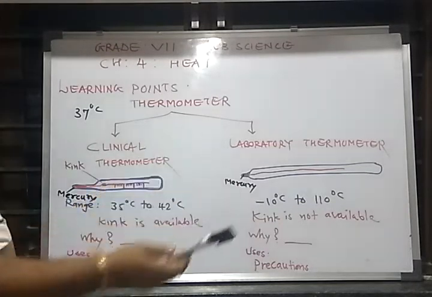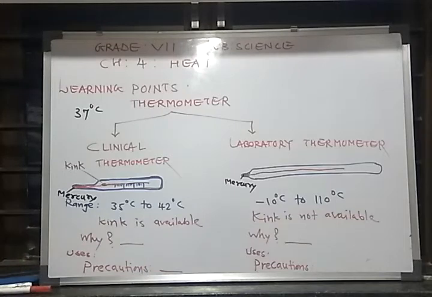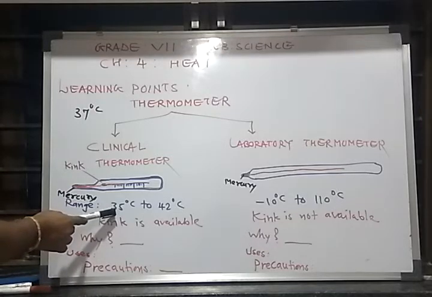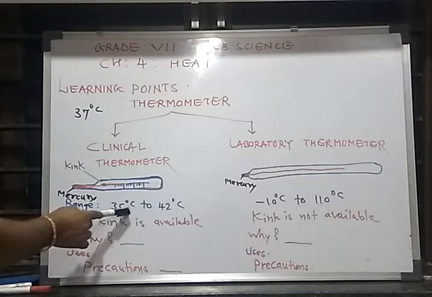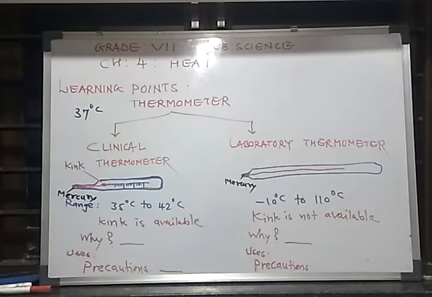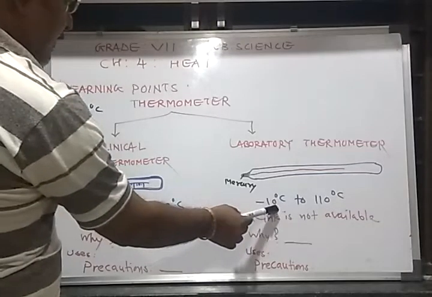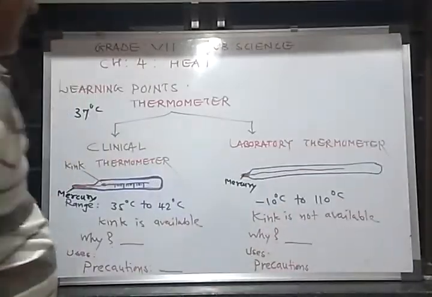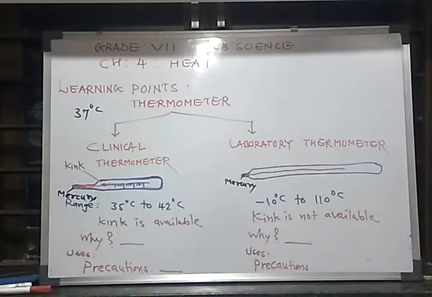Okay, so these are the main points and main differences. One more difference that is very important is the range. Here the range is 35 degrees Celsius to 42 degrees Celsius. Here our range is -10 degrees Celsius to 110 degrees Celsius in the laboratory thermometer. So these are the differences between the clinical thermometer and the laboratory thermometer.